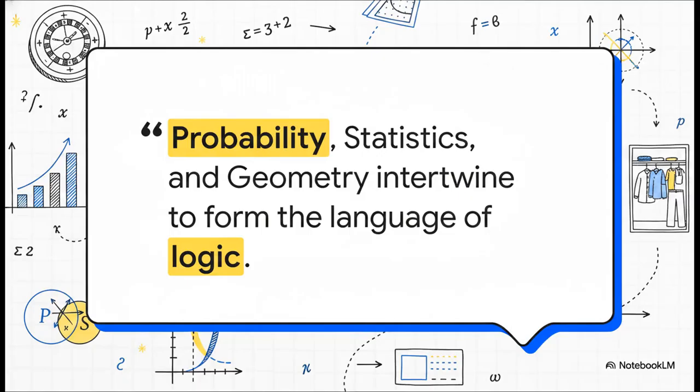Probability, statistics, and geometry intertwine to form the ultimate language of logic. Throughout this explainer, we've seen exactly how true that statement is. From Illumiu's closet combinations, to the frequency distributions of discrete data, right up to the cross products of vectors in 3D space. These aren't just isolated exam questions, they are a beautifully interconnected language that allows us to make sense of the world.